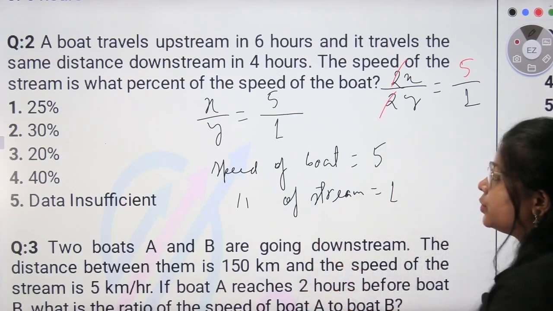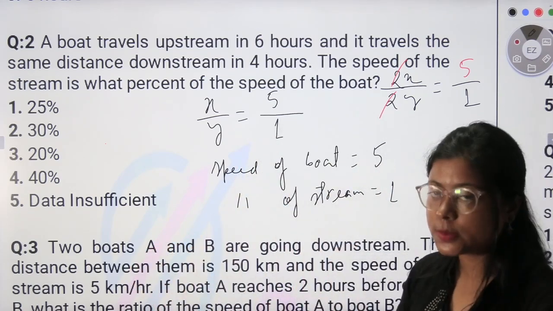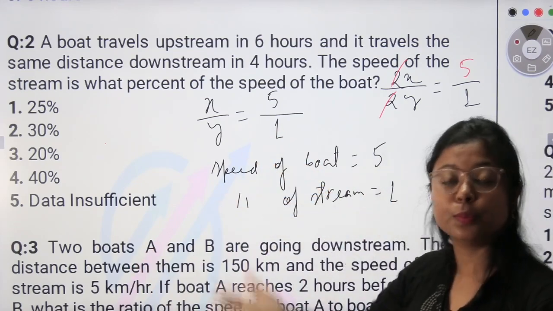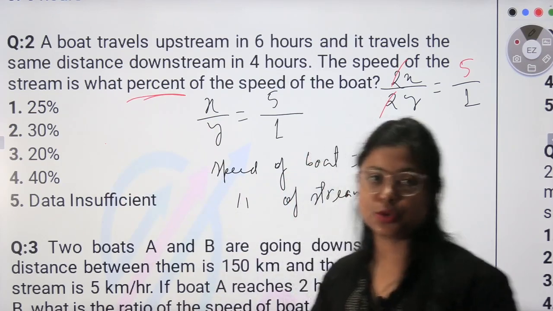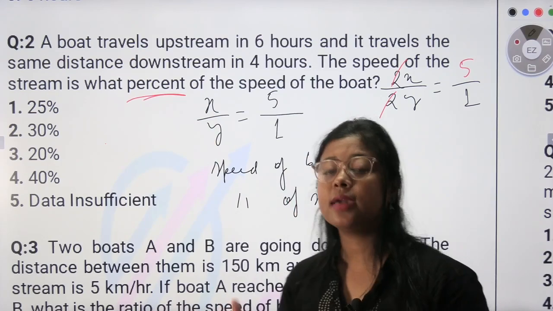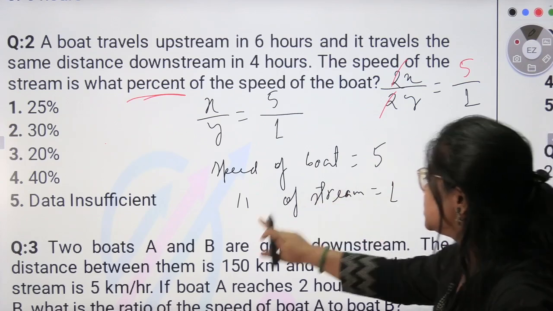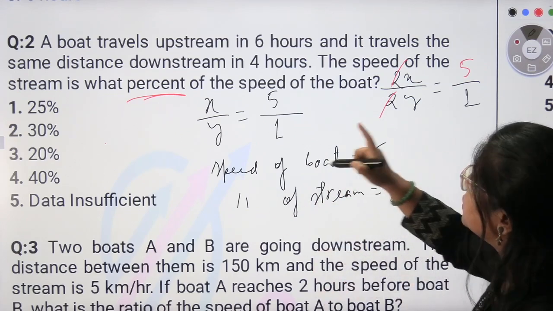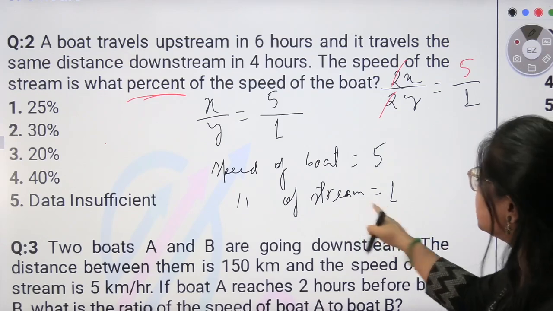So in this question we have discussed various things: the basics of speed and distance, how to calculate ratios, and how to apply componendo and dividendo. Now I am getting towards percentage. So how to apply percentage? That means A is what percentage of B. So speed of boat is 5 and speed of stream is 1. That means you are asked to find the speed of stream.